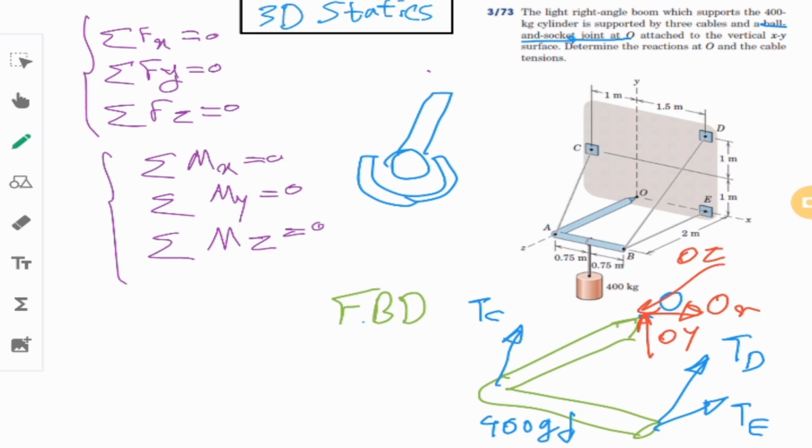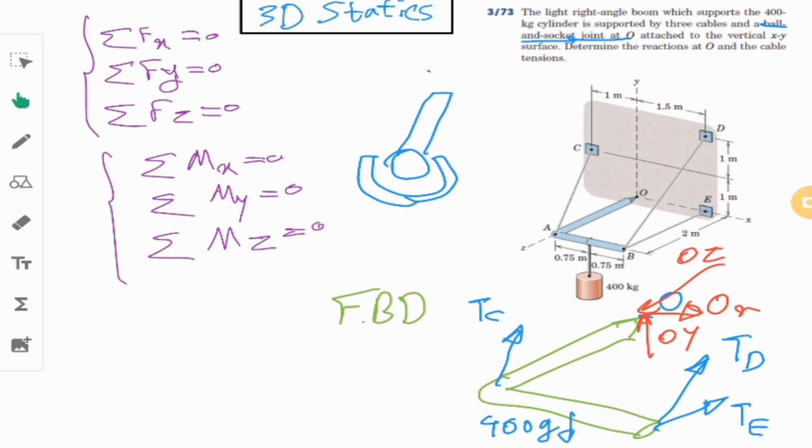Let's go ahead and review the number of unknowns. As you can see, we have 3 unknowns here, 3 forces and 3 tensions related to the cables. In total we have 6 unknowns here and 6 equations here, and that means that in general we can solve this problem using these equations.